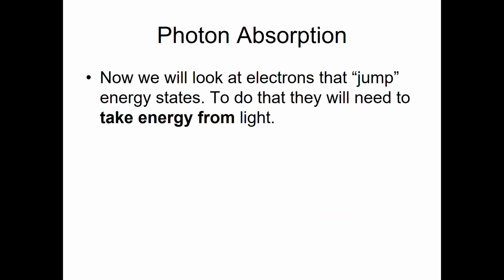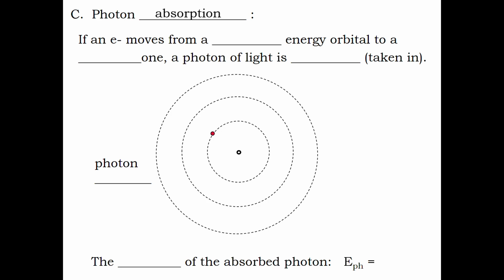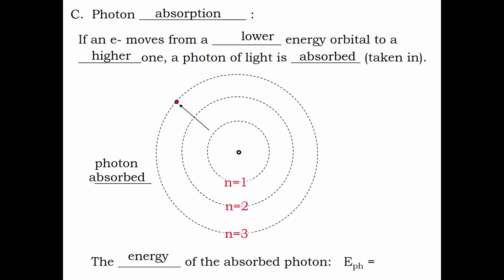Okay, so now we're going to take a look at electrons that jump up. This is when they absorb energy, and to do that, they will need to take energy from light. In photon absorption, if an electron moves from a lower energy orbital to a higher one, a photon of light is absorbed or taken in. In this case, it's going to go from N2 to N3, and when it does, it absorbs a photon. I'm going to go back so you can see that animation again a little bit better. Here we go. It absorbs light, and then it jumps to a new one. The energy of the absorbed photon is going to be the energy of the orbital it started in minus the energy of the orbital that it ended in.